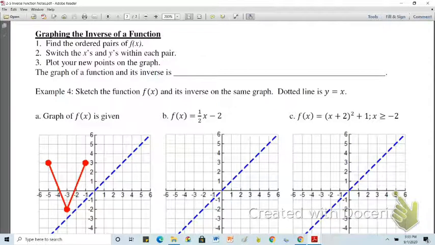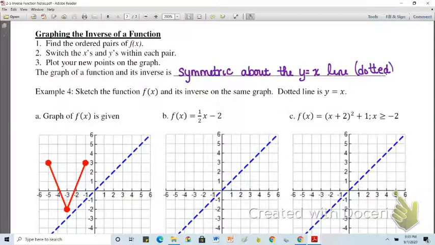So the graph of a function and its inverse are symmetric about the y equals x line. And as you can see below, I have included that as our dotted blue line. In other words, if I were to fold my paper in half on this line, my graphs would match up exactly. Okay, let's look at our examples.